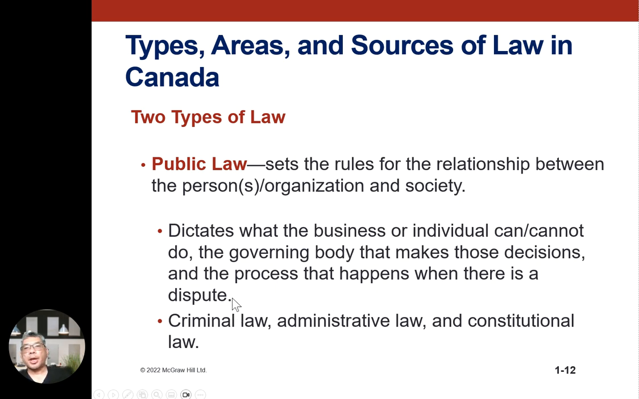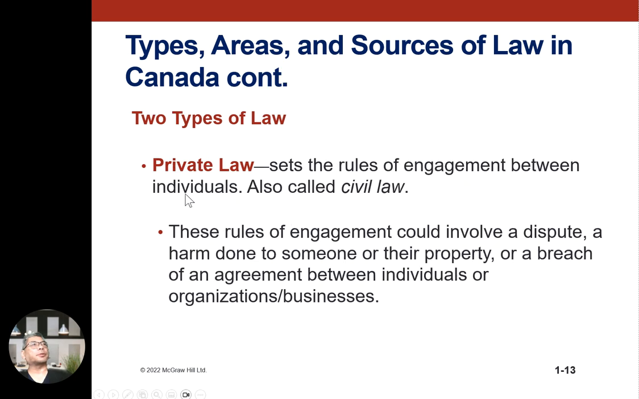As well, there's criminal law, administrative law, and constitutional law. Okay, that's the public law. And then the private law, which says the rules of engagement between individuals, the so-called civil law. Those rules of engagement could involve a dispute, a harm done to someone or their property, or a breach of an agreement between individuals, organizations, or businesses.